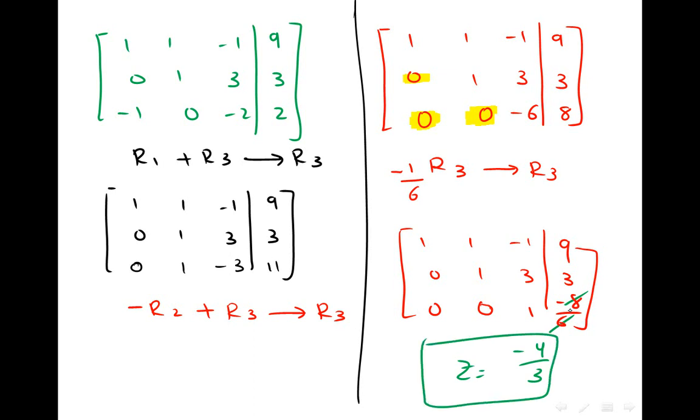How could I know that this is z? If you remember, I told you that those are the leading coefficients of the x, and those are the leading coefficients of y, and those are the leading coefficients of z. So 1z, that means z. Z equal to what? Negative 8 over 6, which is simplified to negative 4 over 3.